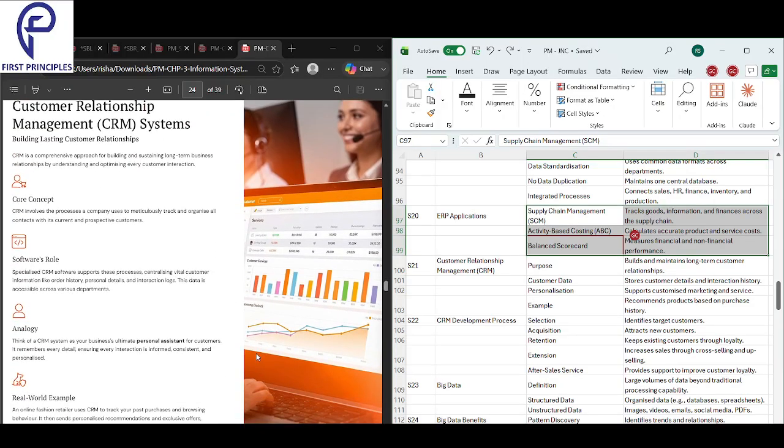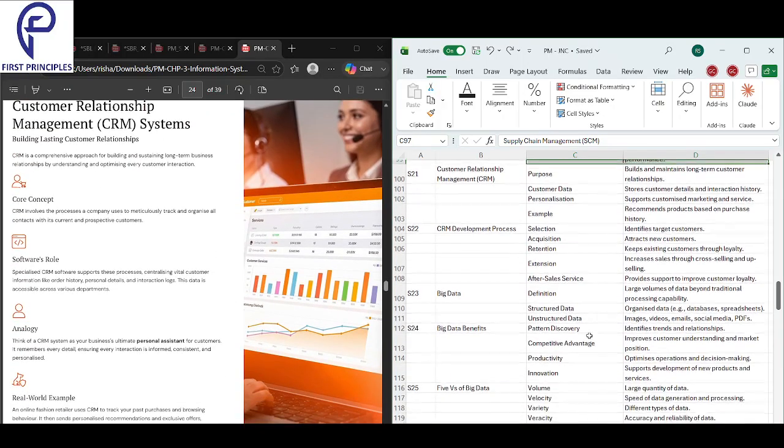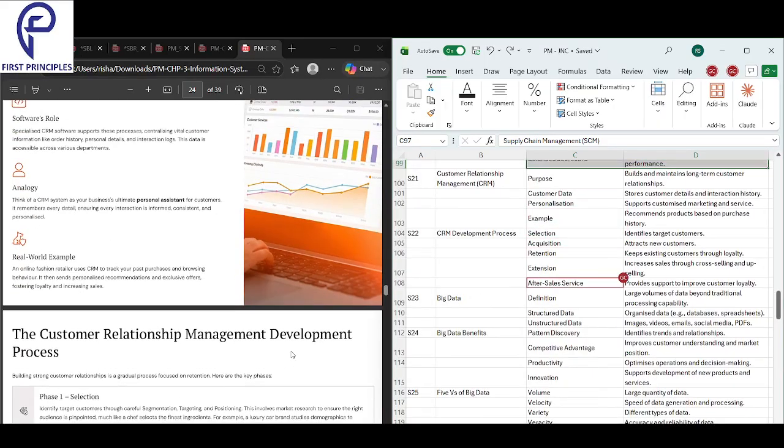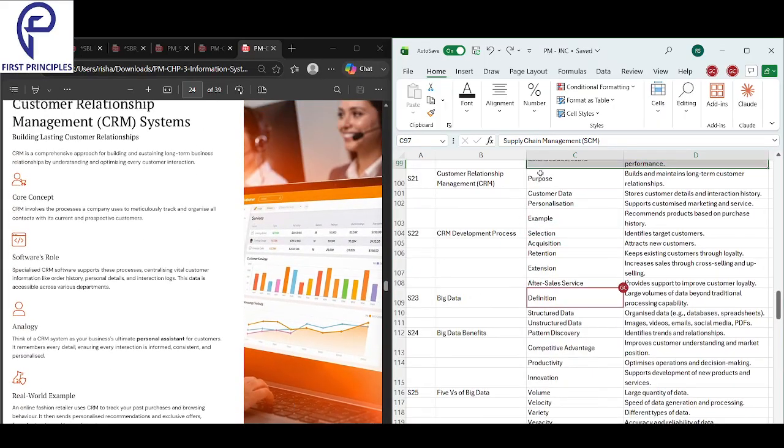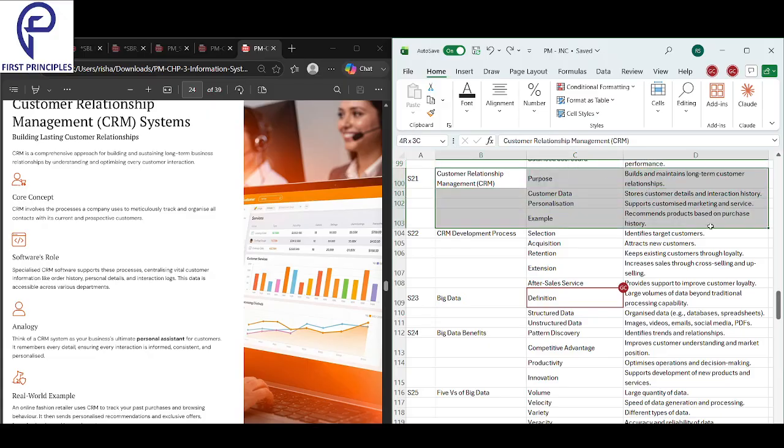Next, we look into customer relationship management. What about customer relationship management? Firstly, what is the purpose? It builds and maintains long-term customer relationships. CRM, what does it help in?